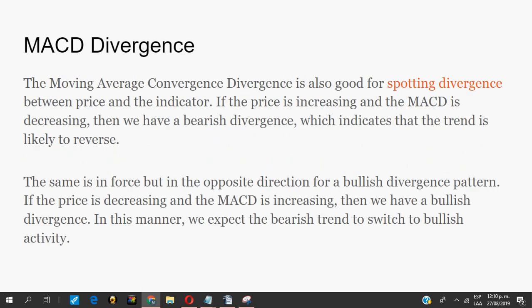MACD divergence. The moving average convergence divergence is also good for spotting divergence between price and the indicator. If the price is increasing and the MACD is decreasing, then we have a bearish divergence, which indicates that the trend is likely to reverse. The same is enforced but in the opposite direction for a bullish divergence pattern. If the price is decreasing and the MACD is increasing, then we have a bullish divergence. In this manner, we expect bearish trend to switch to bullish activity.